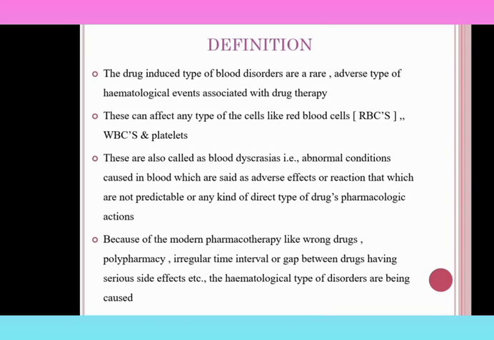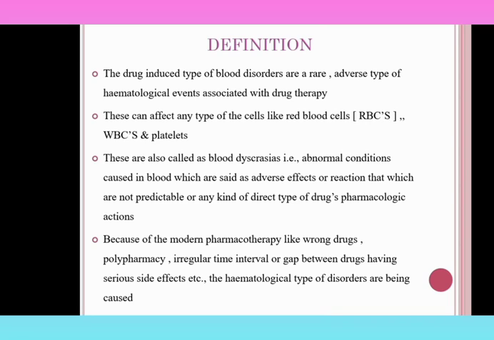These drug-induced blood disorders, or hematological disorders, are very rare and very adverse hematological events that are associated with drug therapy. And these can affect any type of cells, like RBCs, that is red blood cells, or WBCs, that is white blood cells, and platelets.